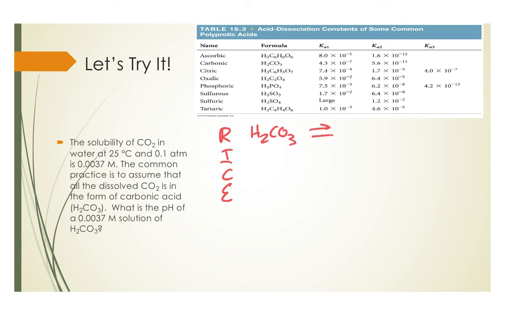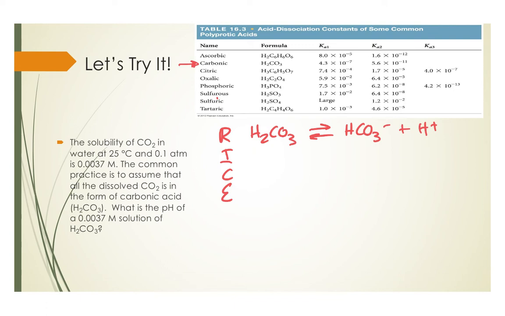H2CO3 goes to HCO3 minus plus H plus. All right, so there's our initial thing. So I'm going to go up here to the carbonic acid line, and I will see that the first deprotonation, which is the one we just did, has a Ka of 10 to the negative 7th. The next one has a Ka of 10 to the negative 11th.